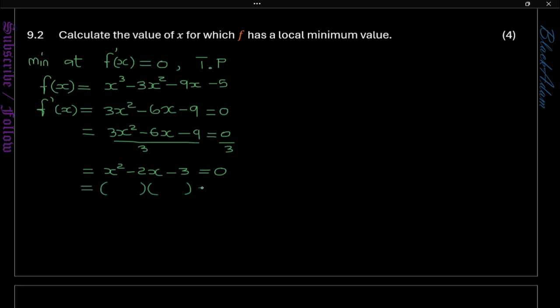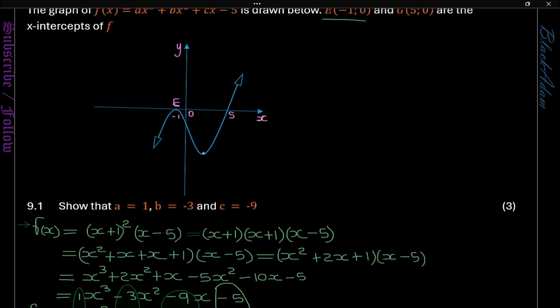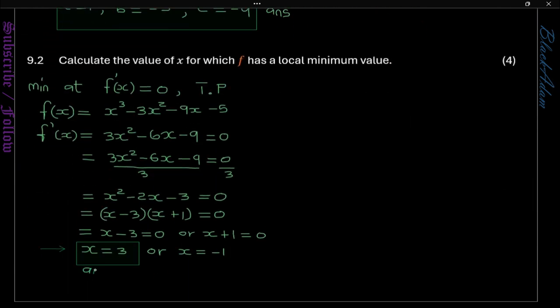From there, factorizing will give us x minus 3 and x plus 1. So that means x minus 3 is equal to 0, or x plus 1 is equal to 0. So that means x is equal to 3, or x is equal to -1. So that's our answer. We're looking for x equals 3, that's the minimum turning point. So there our x is going to be 3. So that is our minimum value. And then we move on to the next question.